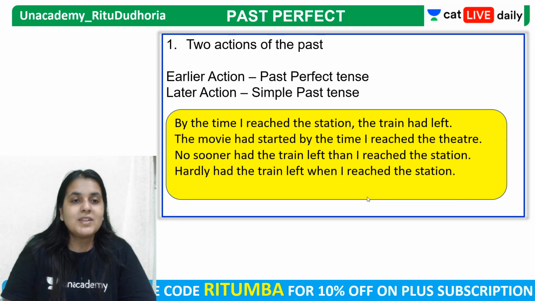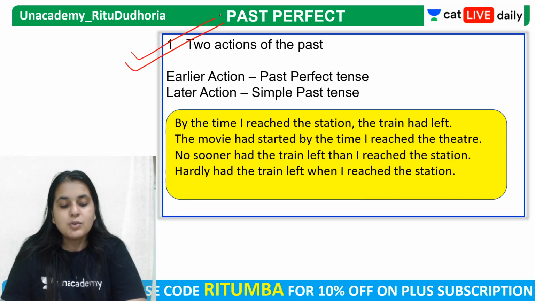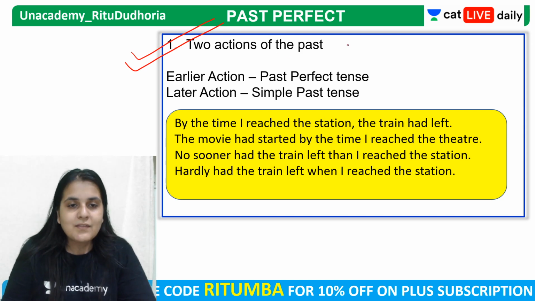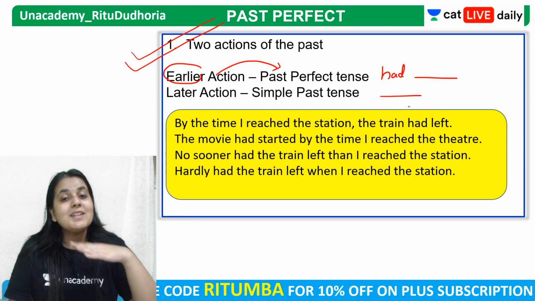Correct? Now, ये rule, guys, it's a $1 million rule. चाहे कुछ भी हो जाए, do not forget this rule. It is a very, very important rule. Whenever there are two actions of the past, the earlier action is written using past perfect tense. Okay, and the later action is written using the simple past tense.